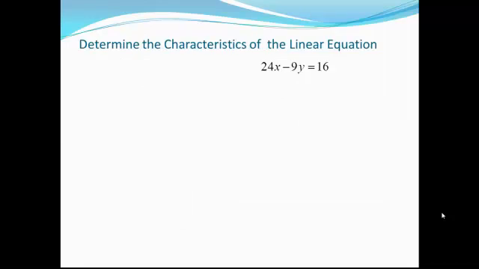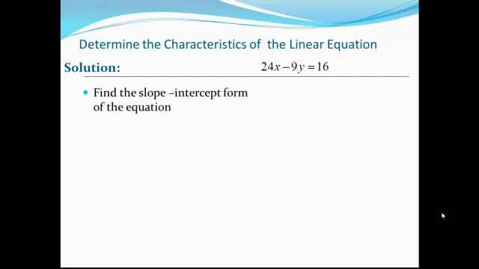Let's try an example now where we want the characteristics of the linear equation 24x minus 9y equals 16. In order to do our solution, the first thing that's going to be helpful to us is to figure out the slope-intercept form of the equation. And this is a little bit of algebra, so let's show it on the right. We'll take our original equation. Remember, we want to isolate for y, so we're going to subtract the 24x from each side, do our simplification, and we have negative 9y equals negative 24x plus 16.